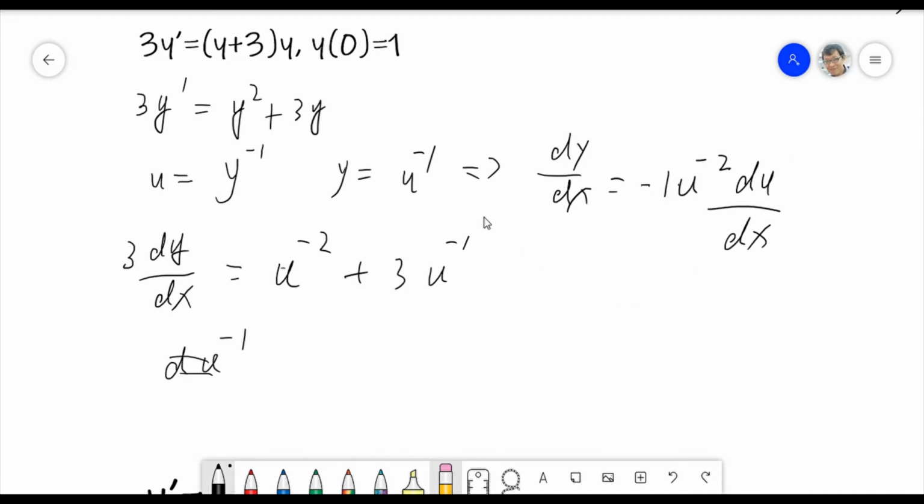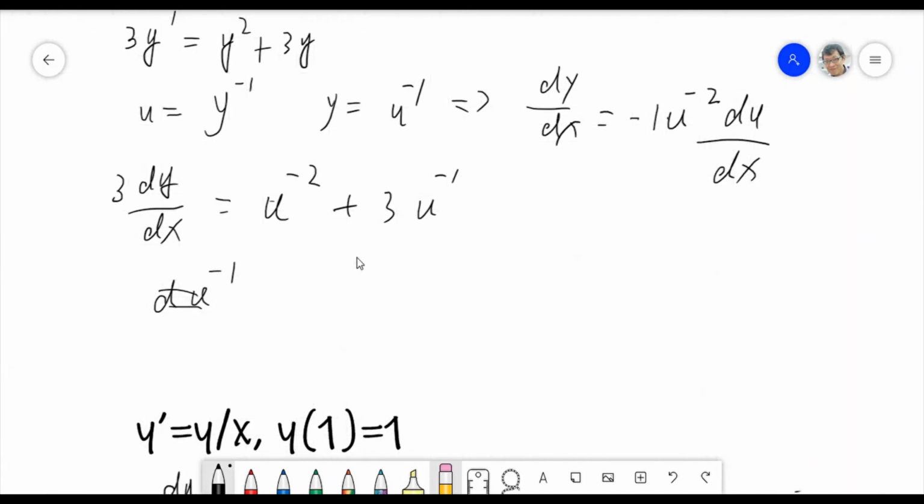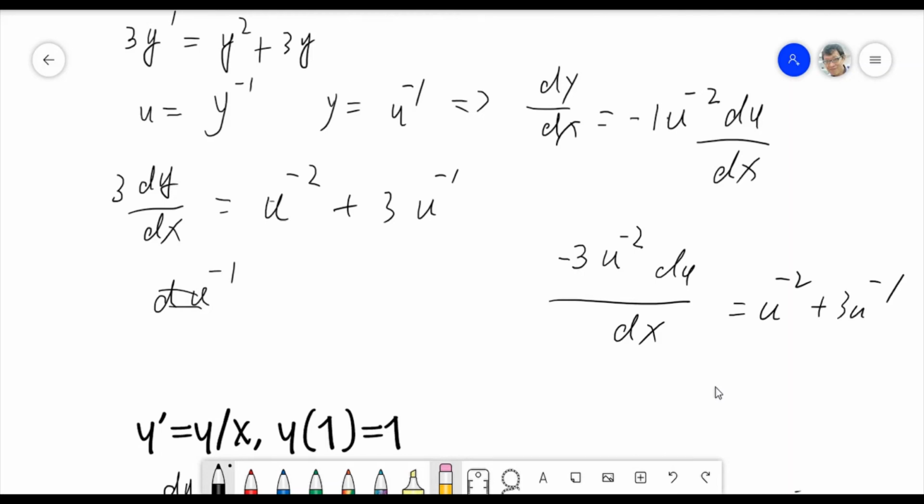So this is very important. If this is right, we can move to the left side. The left side equals what? Only 3, right? So here it will be negative 3 u to the negative 2, then du over dx equals u to the negative 2 plus 3u to the negative 1. If we multiply u squared on both sides, it's okay, right? This is an equation, so this becomes negative 3 du over dx equals what?